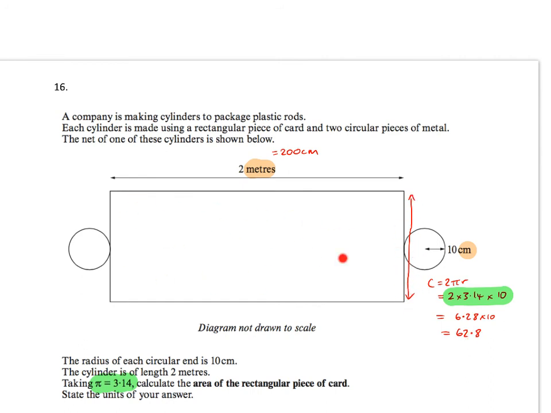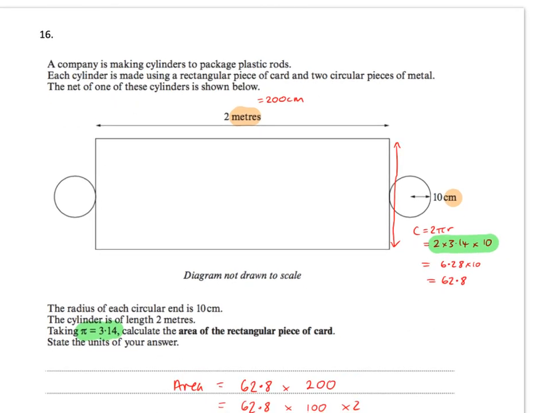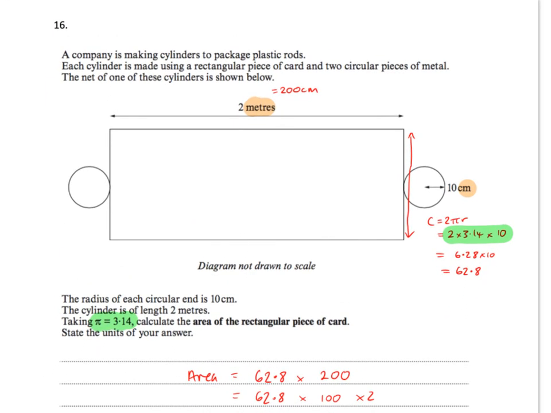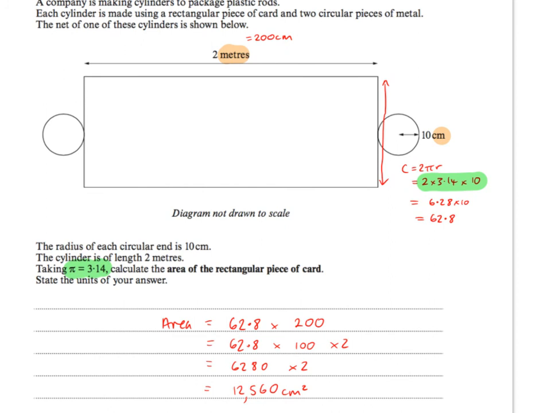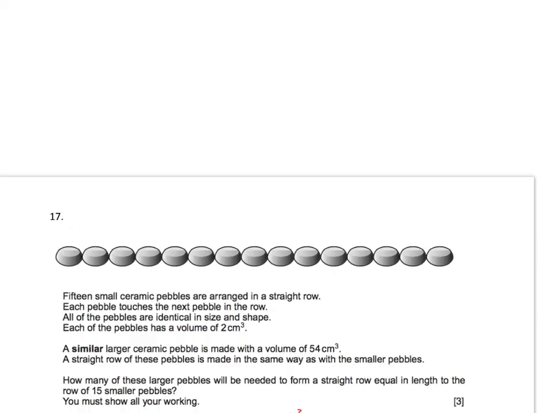To work out the area of this piece of card now, I need to do the 62.8 times the 200, and they're both in centimetres, so that will give me an answer in centimetres squared, sorry. So that is going to be 62.8 times 200. I use the same trick as earlier. I split the 200 into 100 times 2. And then I times that by 100, which gave me a really nice answer. No decimals, 6,280 times 2, which I then doubled to get 12,560 centimetres squared.